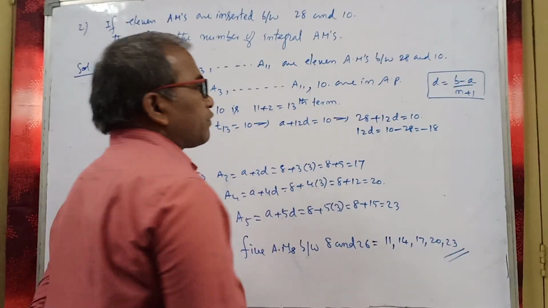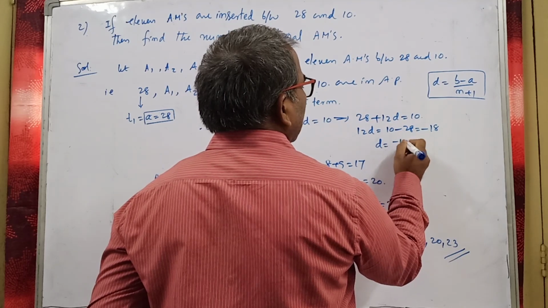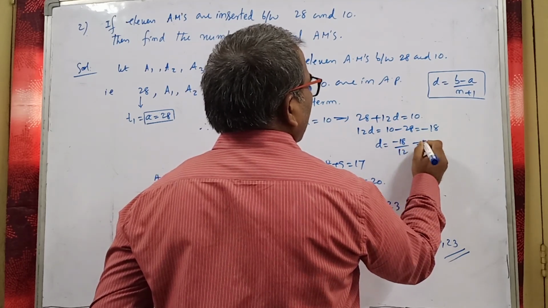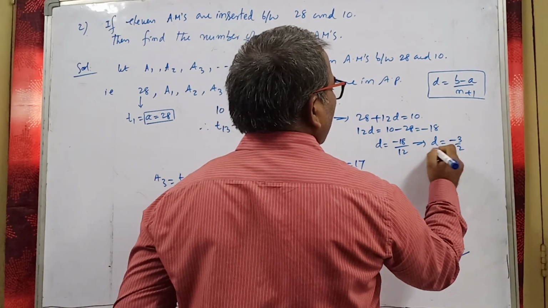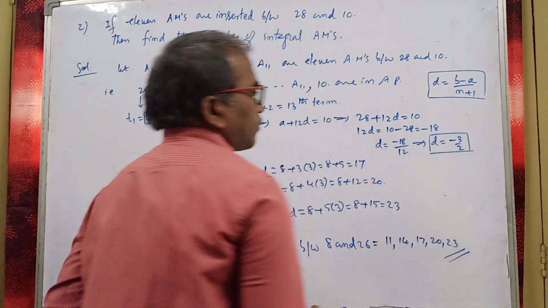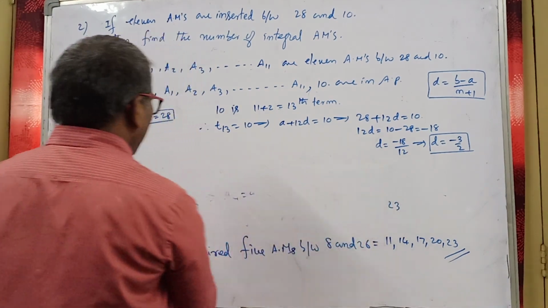Now D is equal to how much finally? Final D is equal to minus 18 by 12. So D is equal to minus 3 by 2. So this is the D value. We got D is minus 3 by 2. Now find out the integers.